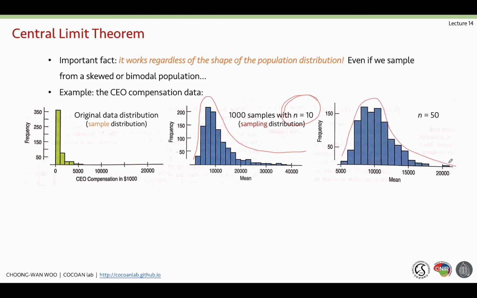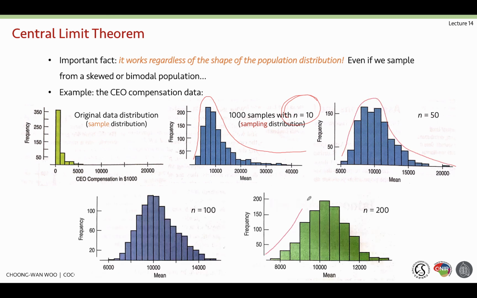And if we increase the sample size, it becomes more and more normal, right? And with 200 as sample size, it became a perfectly normal distribution. This is the central limit theorem. No matter what the underlying distribution of the original data, the population distribution, is, if your sample size is large enough, the sampling distribution becomes a normal distribution.